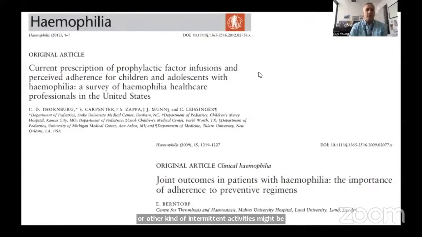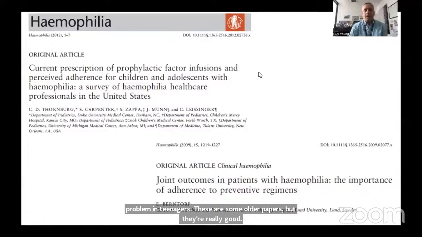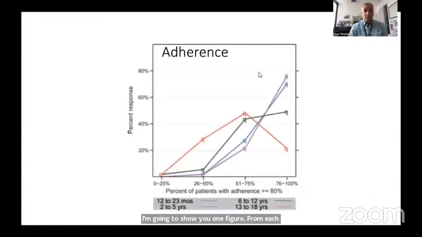And then adherence. So we know adherence is a huge problem in teenagers. These are some older papers, but they're really good. I'm going to show you one figure from each paper in a moment. So first, from Dr.